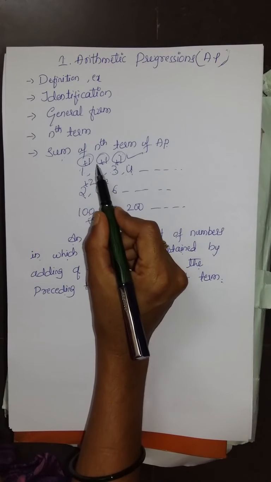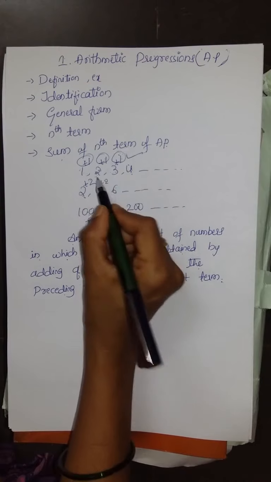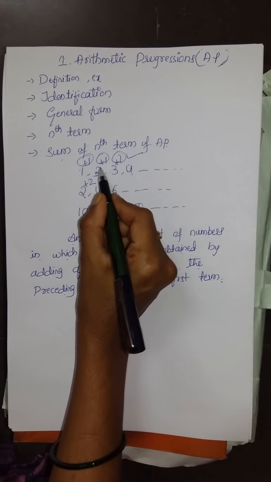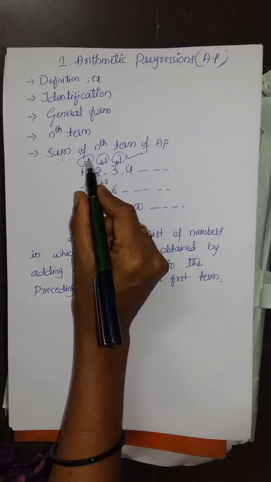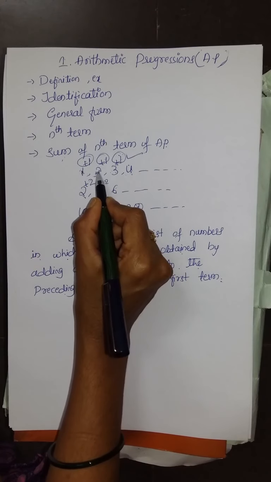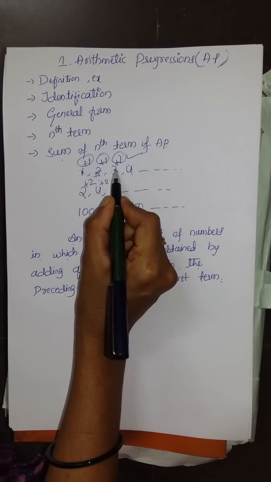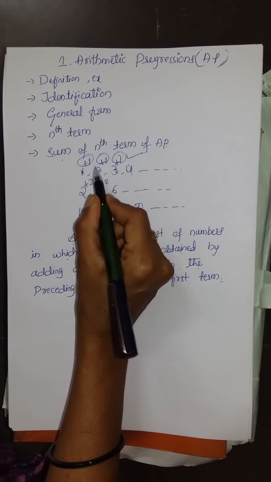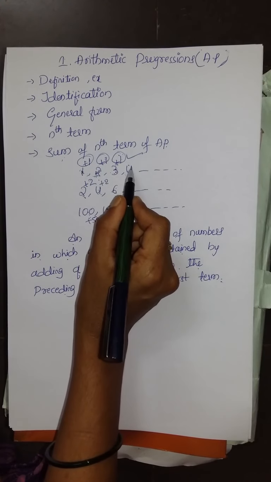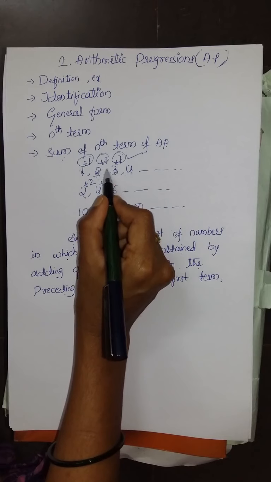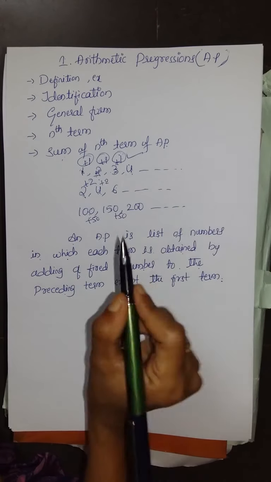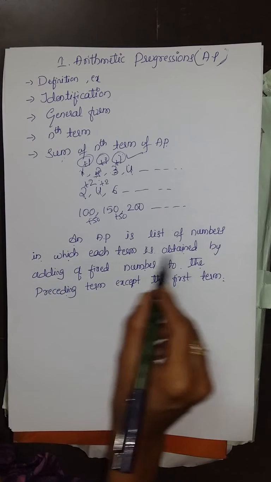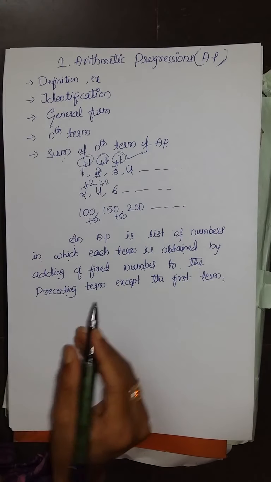Here we added a fixed number to the preceding term. 2 is a number, and the preceding term is 1. When we add the fixed number 1 to 1, we get 2. To get 3, we need to add 1 to the preceding term: 2 plus 1 is 3. So on, we will get the successive terms. So this is the definition of AP.